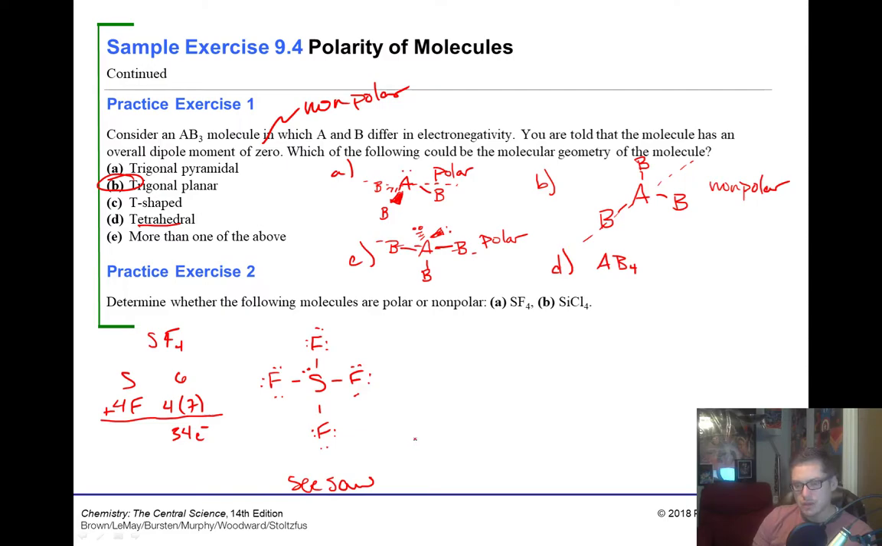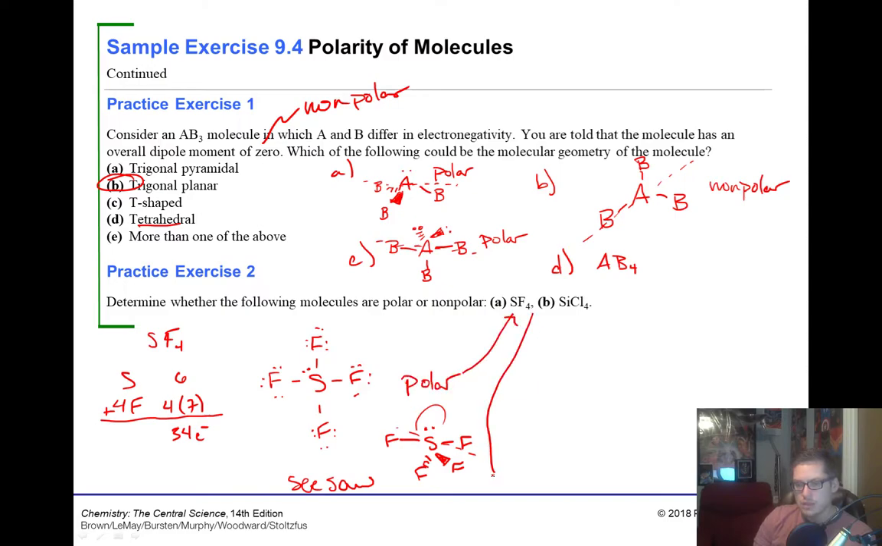Remember, seesaw molecules kind of look like this. We'd have S, and then F, F, and one F coming out here, and one F going back into the screen like this, and then the lone pair sitting up top. You can easily see that it's non-symmetrical. Even though the fluorine-sulfur bonds are polar, you've also got this electron density right here, so you have a region of non-symmetry. So this would be polar, so A is polar.